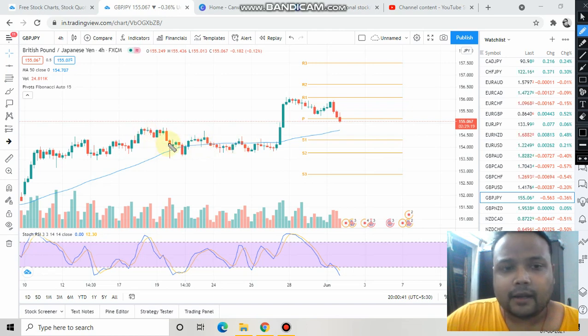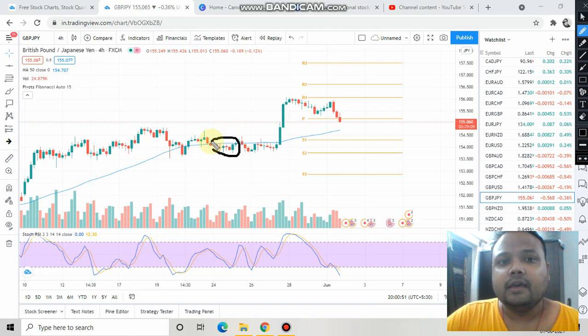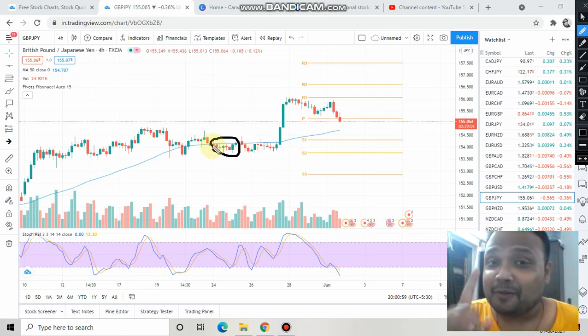Because see here, when the market came down to the 50 moving average, it did not go up right away, rather it traded below the 50 moving average for quite a few hours. If something happens like this, then your heart will beat faster. Probably you'll have a heart attack. Therefore do not buy it blindly.